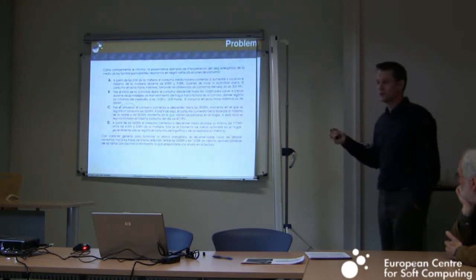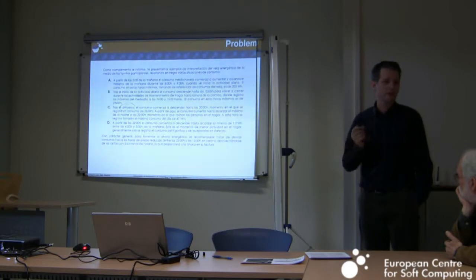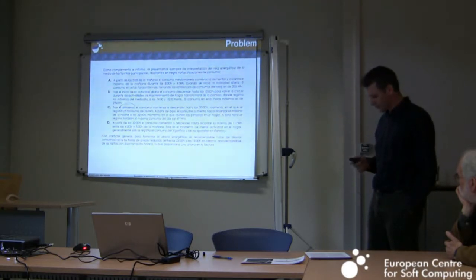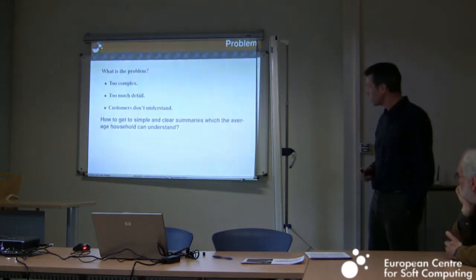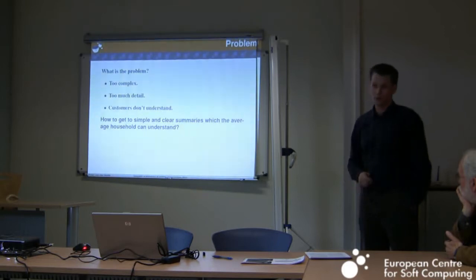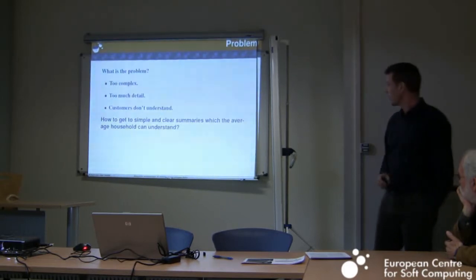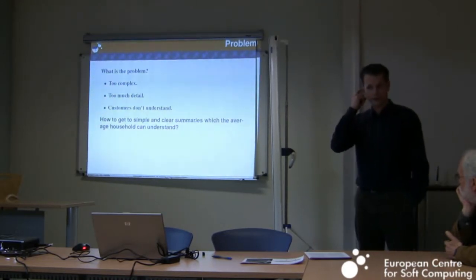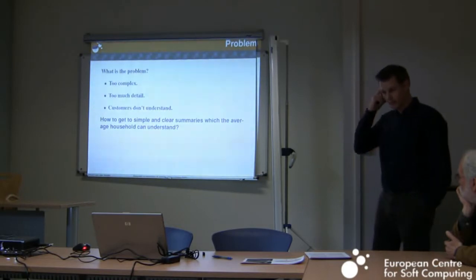They made these kinds of descriptions, but they never made it automatically. This is done by some kind of expert who has made these descriptions. And well, the effect of all this was that it was too complex, too much detail, and the consumers did not understand. So, the question we got was, how can we make a more simple summary that the average household can understand and also interpret? Okay.